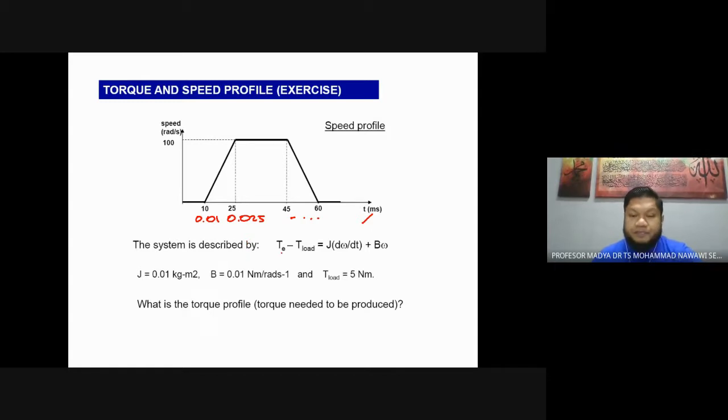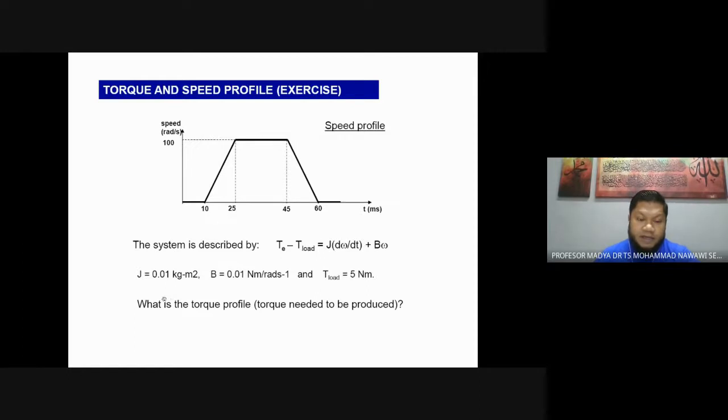And we know the torque equation, just now we have this: torque equals J, the moment of inertia, and B, the friction coefficient. B is the friction coefficient. So this is the total equation: TE minus T load equals J d omega dt plus B omega.